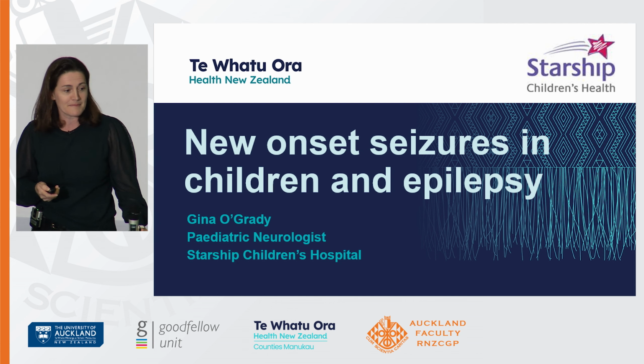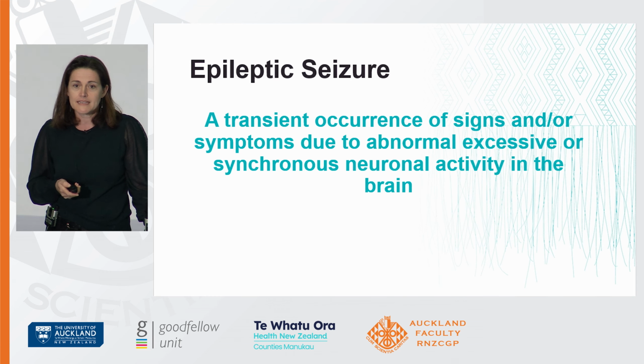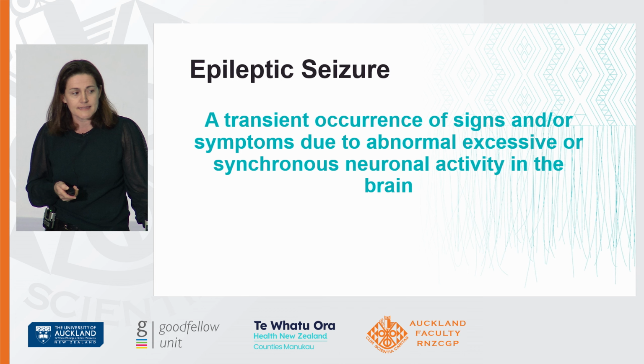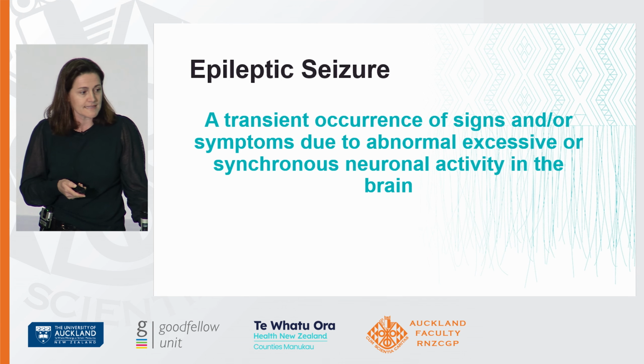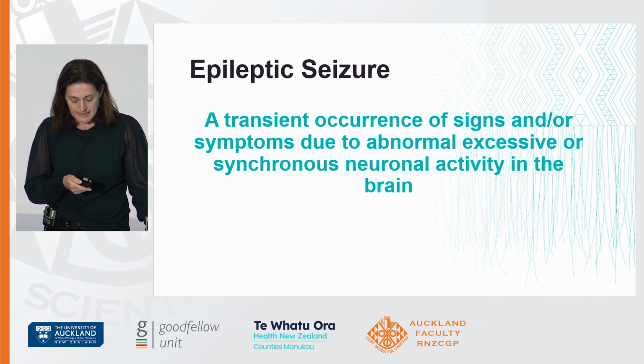So I've got the very big task of talking to you for 10 minutes on epilepsy in children, so we'll get started. I just wanted to start with some basic definitions. An epileptic seizure is a transient occurrence of signs or symptoms, and the key thing is that it's due to abnormal excessive neuronal activity in the brain, so really differentiating it from a non-epileptic event.